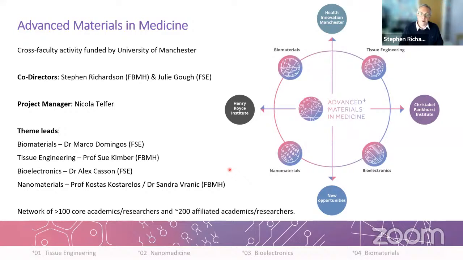In terms of the network itself, we have over 100 academics and researchers across the two faculties that are linked either directly or indirectly to AMM, meaning that their work is directly aligned to the sort of work that AMM covers. And we don't work in isolation. We reach out across different institutions within the university and beyond. And really, we're looking for new opportunities to drive this agenda in advanced materials in Manchester.